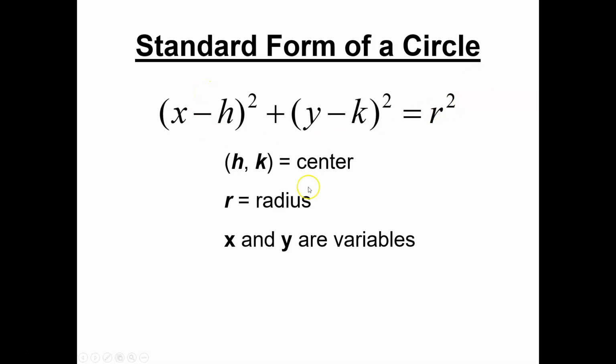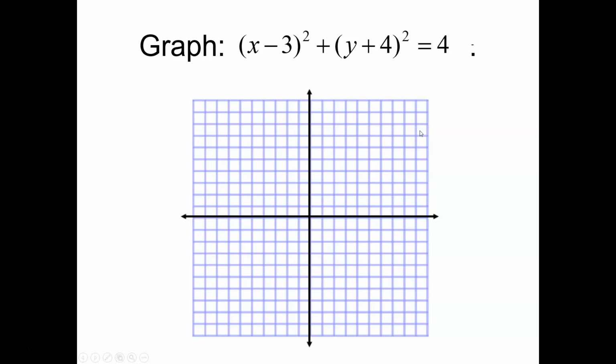Correct. Yes. r is your radius. x and y will always still be in your equations as the variables. So the first things we're going to do are we're going to graph some circles that are given to us. The first thing I need to know is my center, which in this case is going to be at (3, negative 4). So I will go to the point (3, negative 4) and put a dot there for the center of my circle.